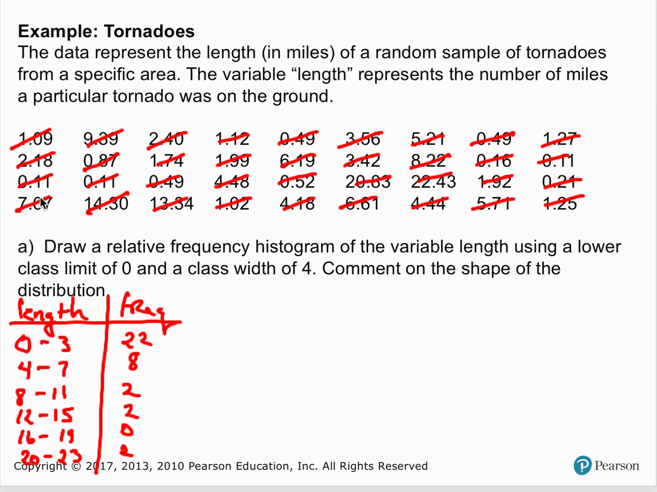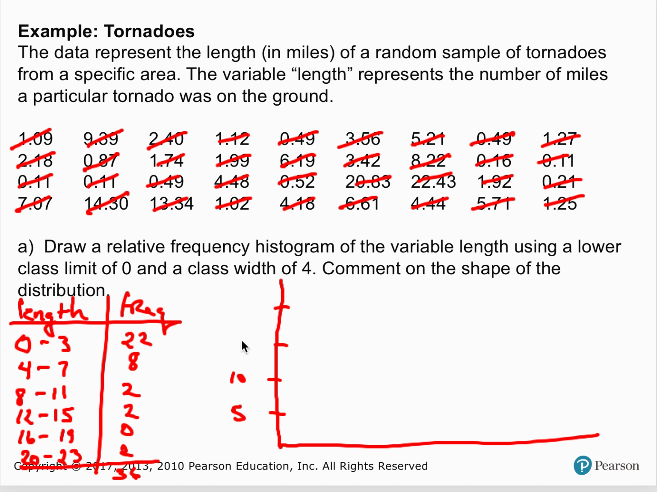All right, the counts add up to the total number of tornadoes, right? That's a nice way to check ourselves. All right, so our histogram's got to go up to 22. Okay, so maybe 5, 10, 15, 20. Okay. So 3.